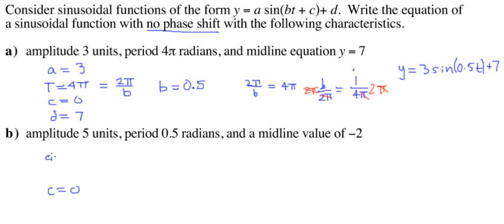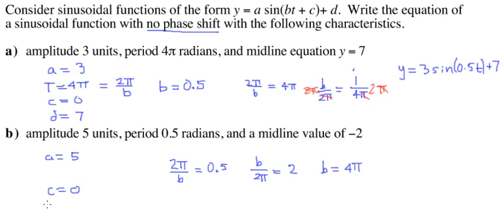Okay, amplitude of 5. Easy enough. Period is 0.5, so somebody did 2 pi divided by b to get the period, and the result they got was 0.5. Do the reciprocal on both sides, and you get b divided by 2 pi equals 1 over 0.5, which is 2. Multiply both sides by 2 pi, and you get b is 4 pi.